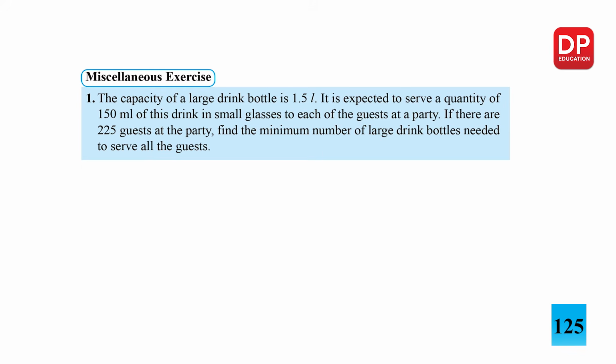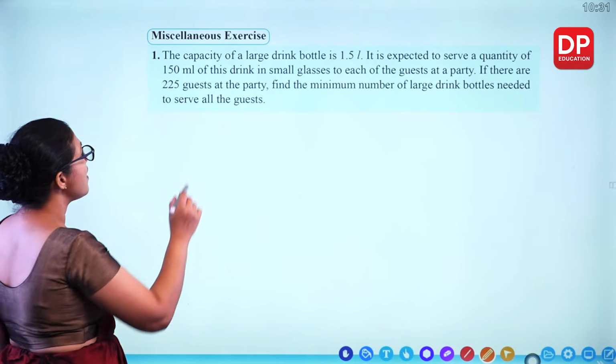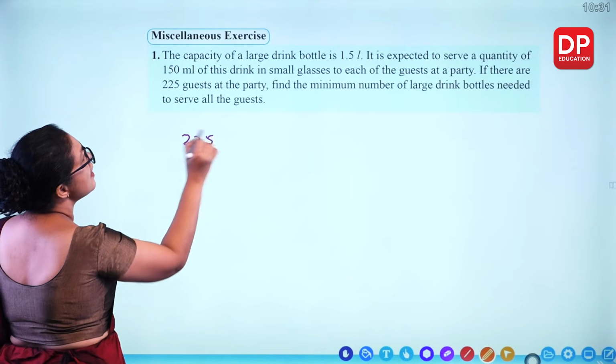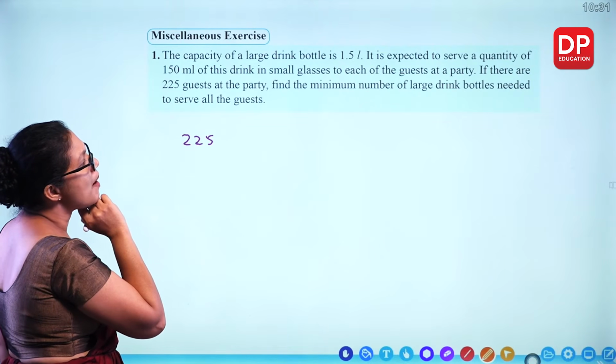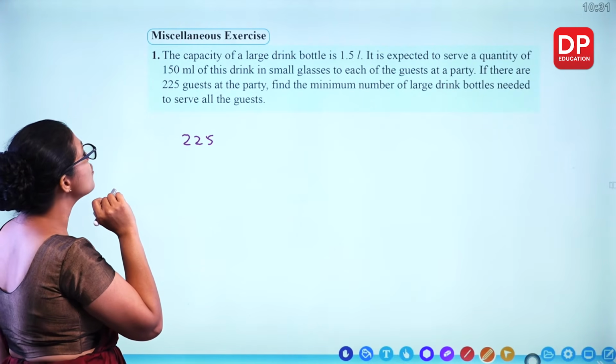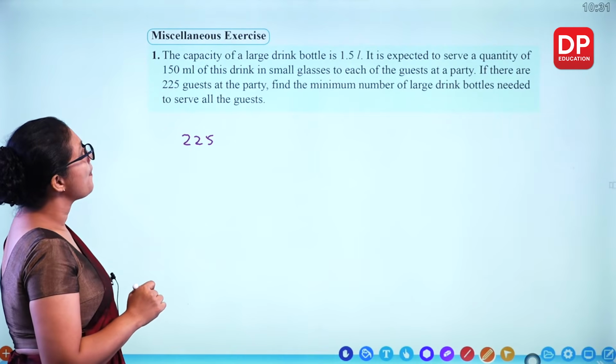Miscellaneous exercise. The capacity of a large drink bottle is 1.5 liters. It is expected to serve a quantity of 150 milliliters of this drink in small glasses to each of the guests at a party. If there are 225 guests at the party, find the minimum number of large drink bottles needed to serve all the guests.